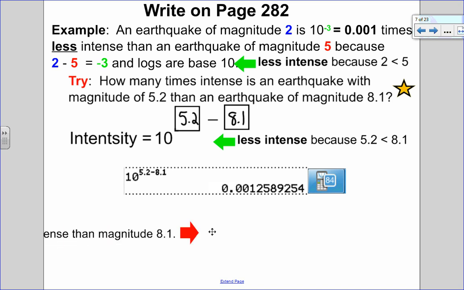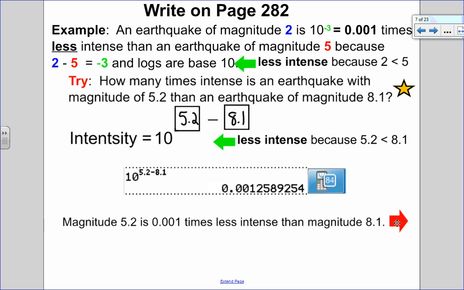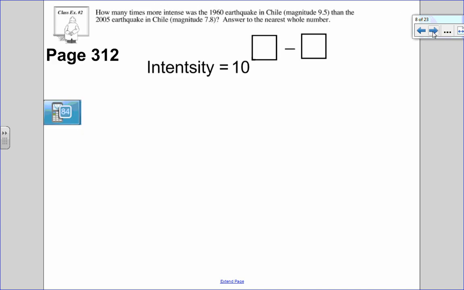Okay, so I can round that and say that the magnitude of 5.2 is 0.001 times as intense as a magnitude of 8.1. So again, just because it's a log scale, it's going to be powers of 10, and you just subtract the exponents. Okay, so back to 312 in your notes.